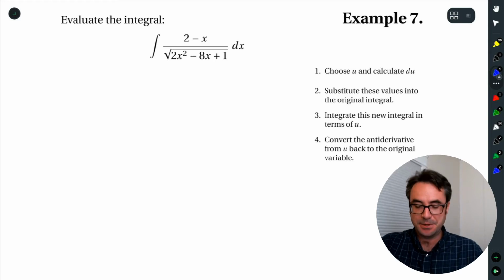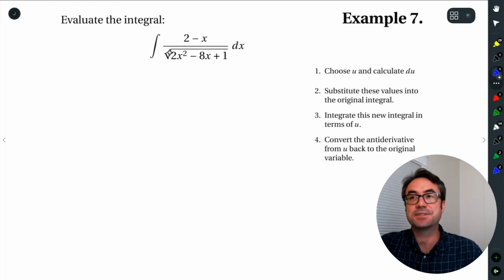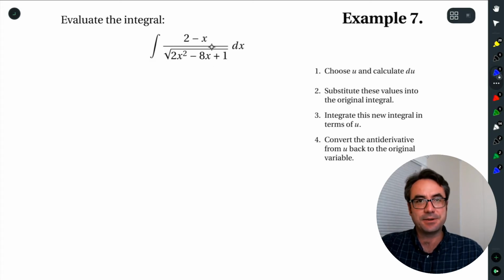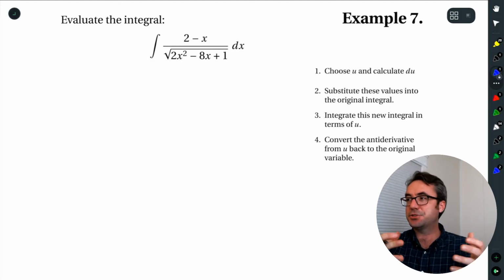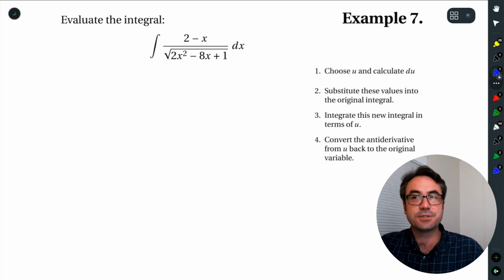Try this one now. We're going to integrate 2 minus x divided by the square root of 2x squared minus 8x plus 1. We're going to find the antiderivative of this function. All right, so there's a lot going on here. So usually, as we've seen, what's helpful is to just try and separate the parts of this function.